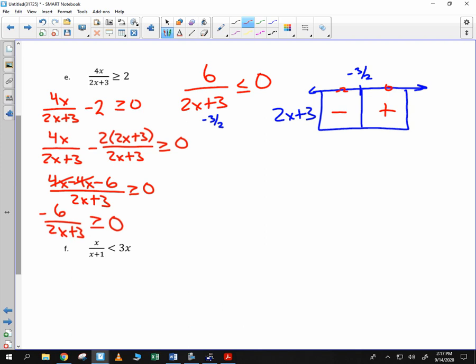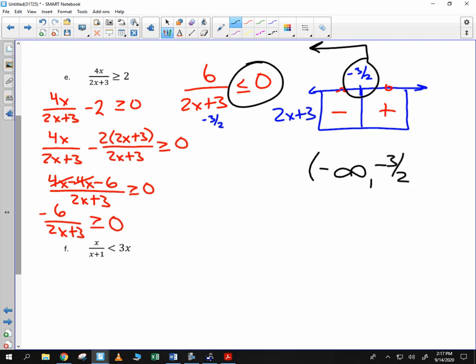According to the sign, I'm wondering, where is this less than or equal to 0, or where is it negative? It is negative there. So from -infinity to -3/2. Now let's see, do we put a bracket or do we put a parenthesis? This sign says I want to put a bracket, but that would give me 0 in the denominator, so parenthesis.